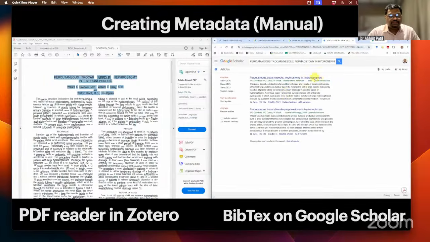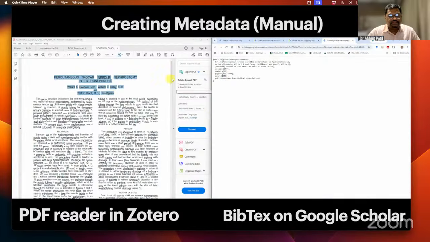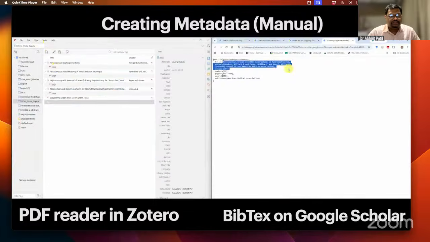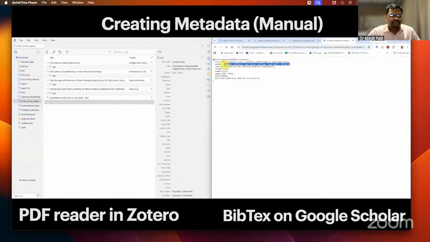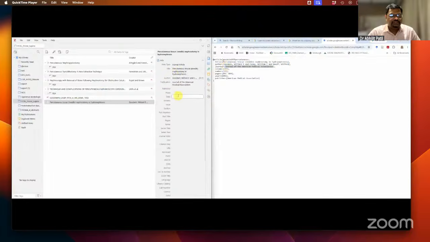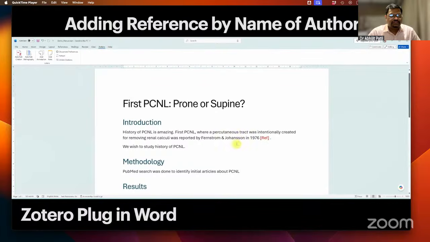This is the article. We are creating a BibTeX entry, and from that we will be manually creating the item in Zotero. All the fields from BibTeX are manually copy pasted from BibTeX to Zotero. We are now ready to add references to this Word file.